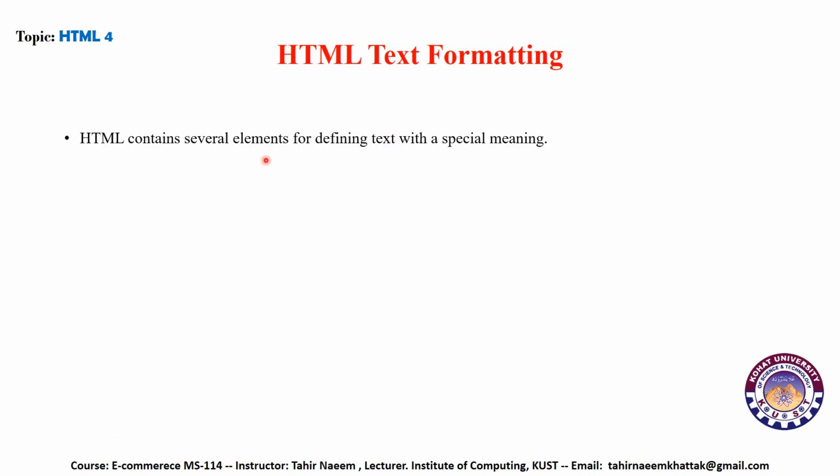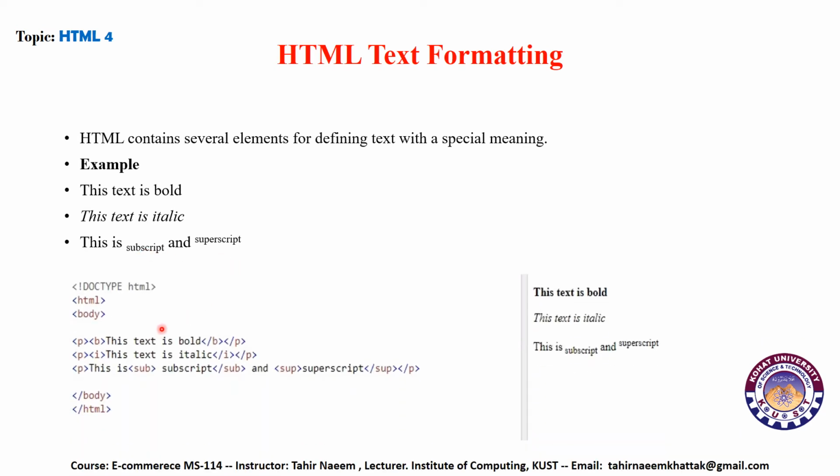HTML text formatting. HTML contains several elements for defining text with a special meaning. Here the example, this text is bold. This text is italic. This is superscript. As you can see here, superscript is the text which is over the normal text or upside normal text, while subscript is the text which is below the normal text.